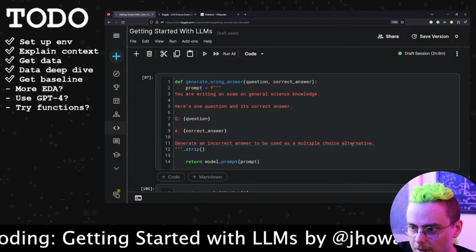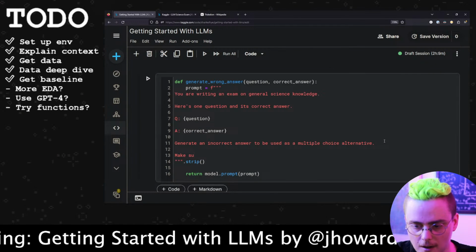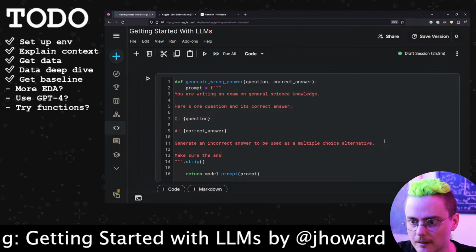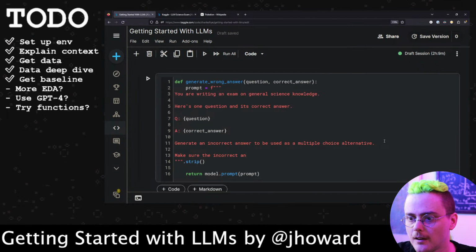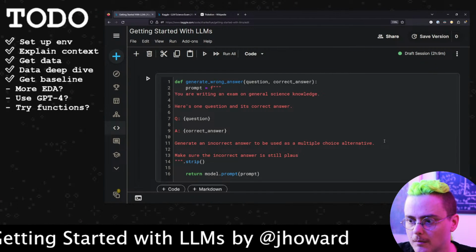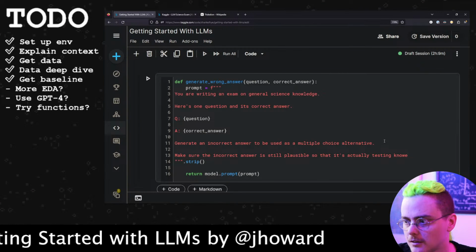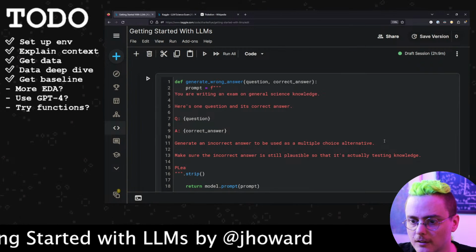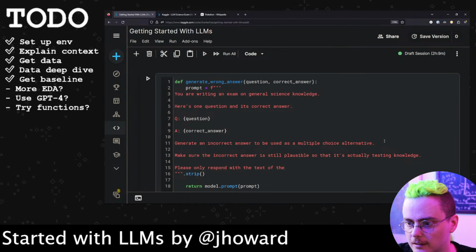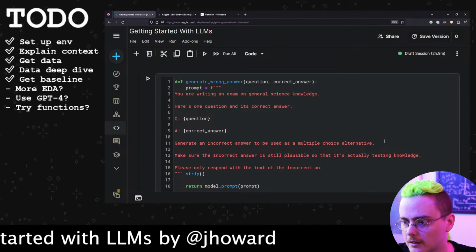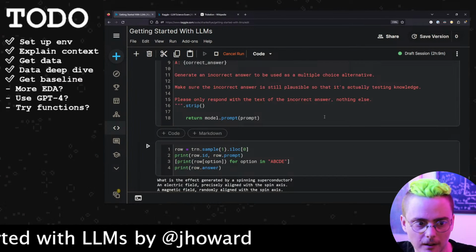Let's do a little bit of tiny prompt engineering. Generate incorrect answer to be used as a multiple choice answer. Make sure the incorrect answer is still plausible, so that it's actually testing knowledge. Please only respond with the text of the correct answer. Nothing else. That'll hopefully make our lives easier.